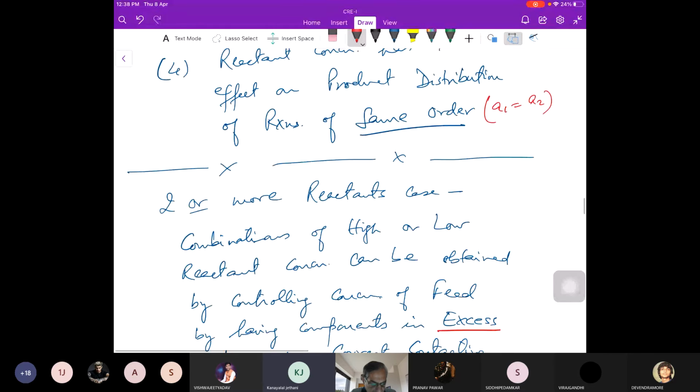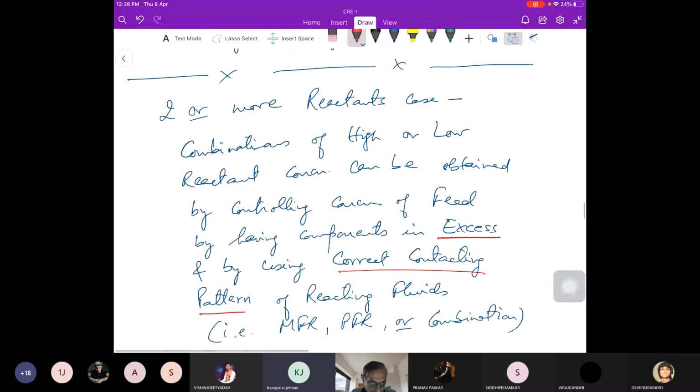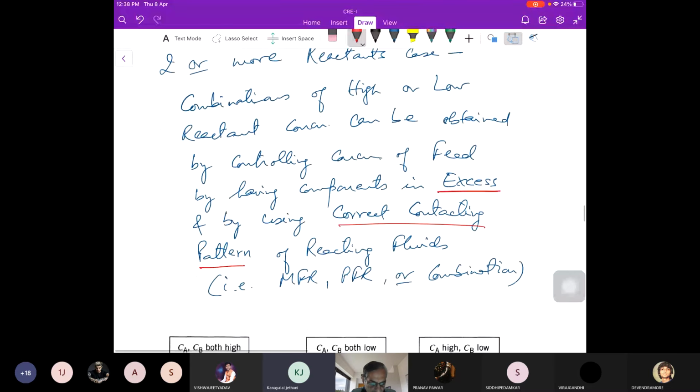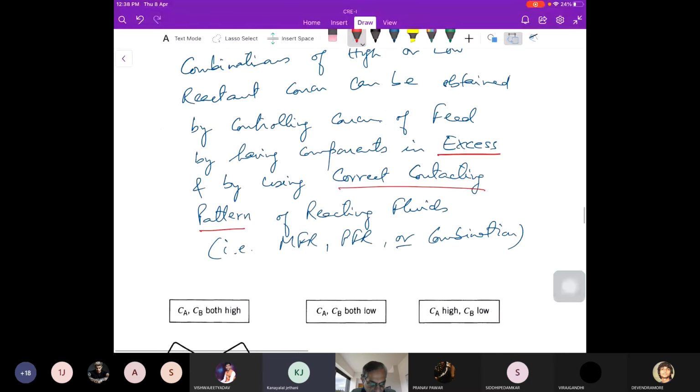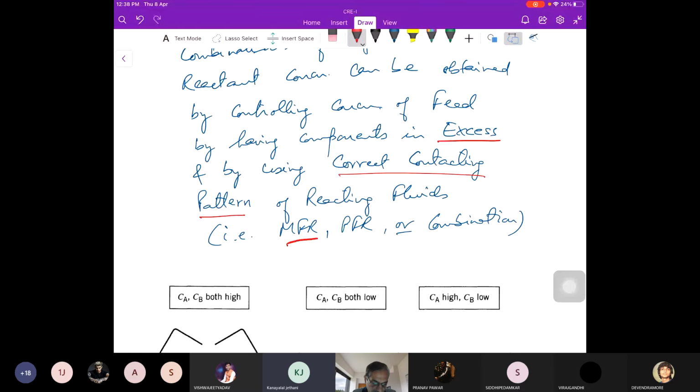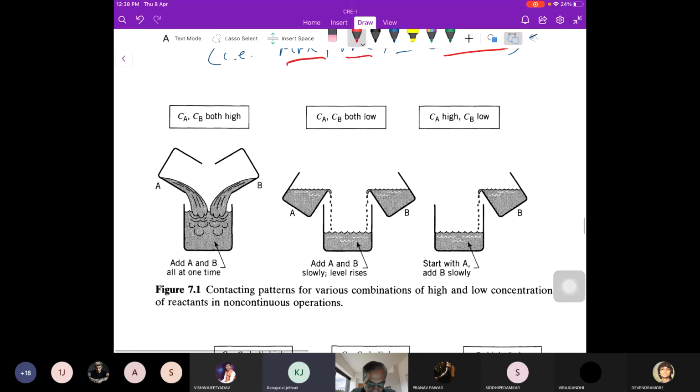So if you have two or more reactants, combinations of high or low reactant concentration can be obtained by controlling concentration of feed, by having components in excess or by using the correct contacting pattern, MFR, PFR, whatever. It can be a combination. So we'll see what are the various ways in which you can combine the reactors.